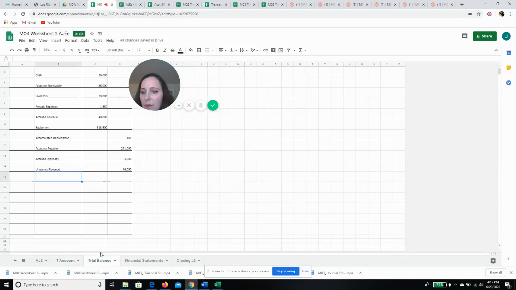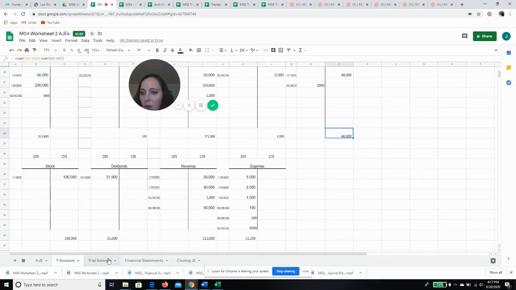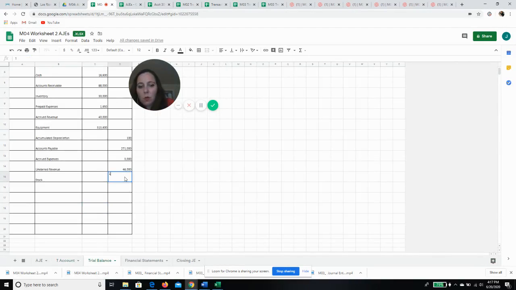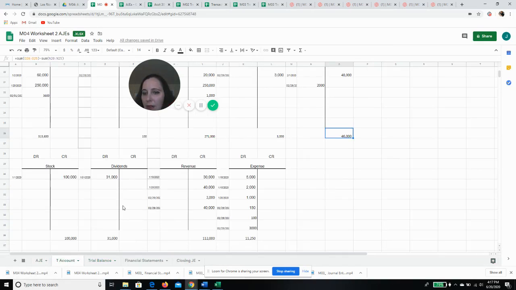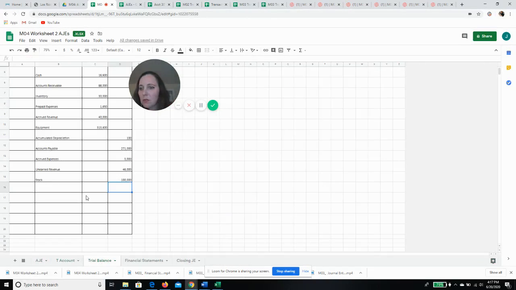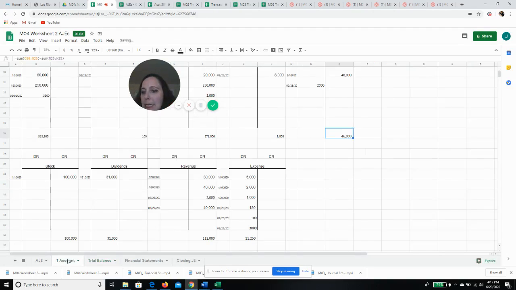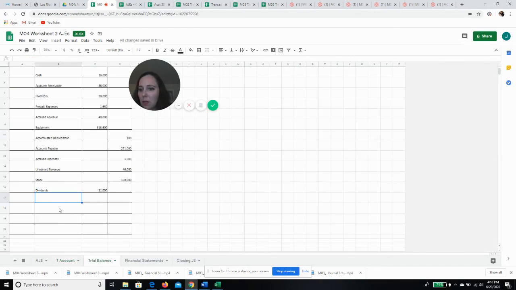So now we're going to go to stock. It has a credit balance of 100,000. All right. And then we have dividends have a debit balance of 31,000. So I'm going to type in dividends, 31,000 debit. All right. And then we have revenue has a credit balance of 112,000. Important to get these on the right side.